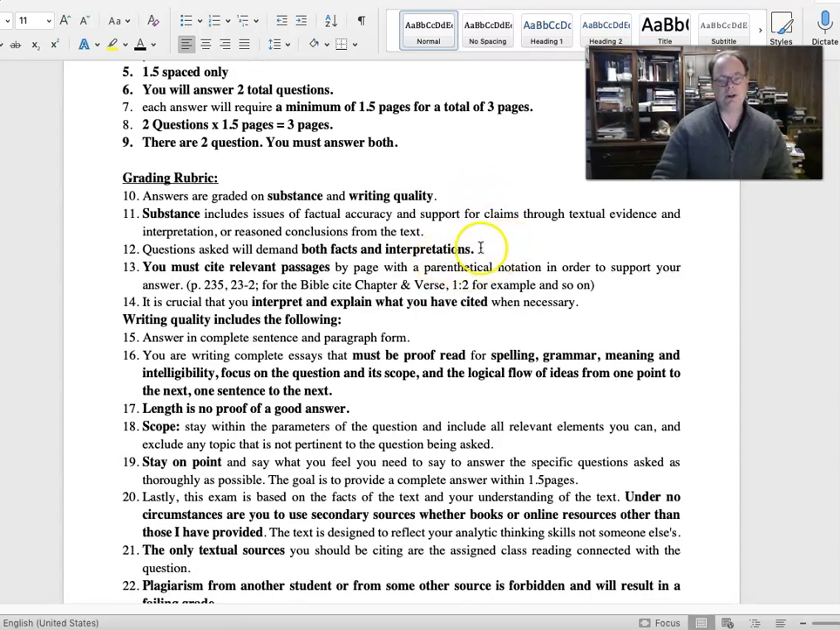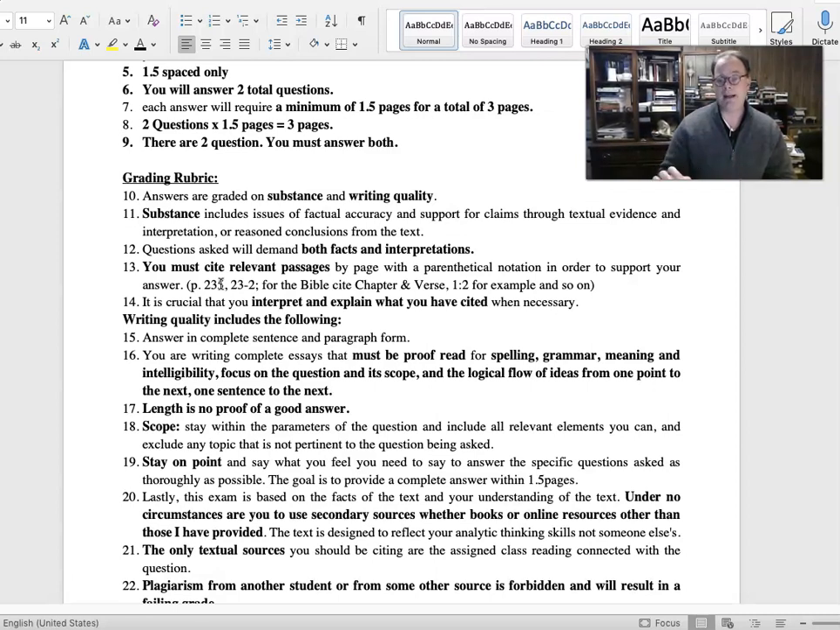So in answering the questions in terms of substance and interpretation, you must, as part of your exam, cite from the text. All you need to do is put a parenthetical notation, which is to say use parentheses at the end of a sentence before the period, and put the page number of the text. You do not need to put the author. You do not need to put the title of the work, because given that the questions only deal with one text at a time, we already know what text is being referred to.